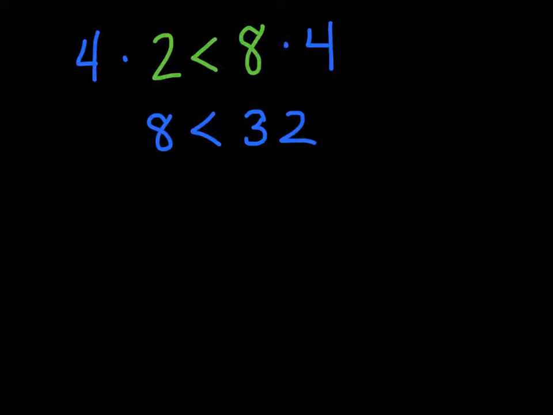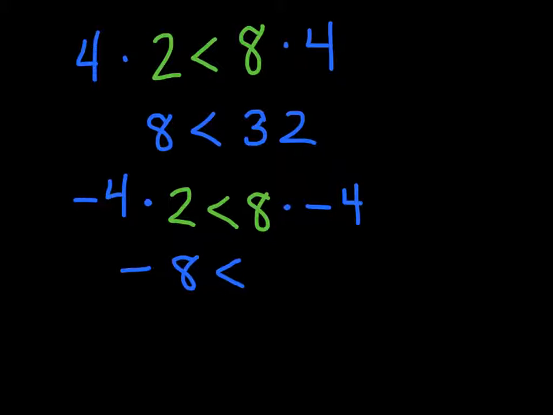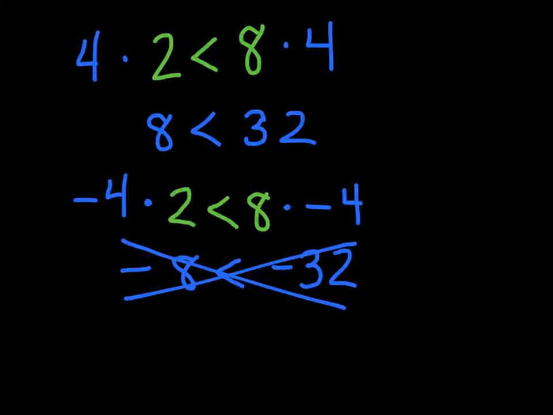However, if we multiply each side of an inequality by a negative number, for example, 2 times negative 4 and 8 times negative 4, we do not get an equivalent inequality. This would give us negative 8 is less than negative 32. We know this is not true. In order to make the statement true, we have to reverse the direction of the inequality symbol.